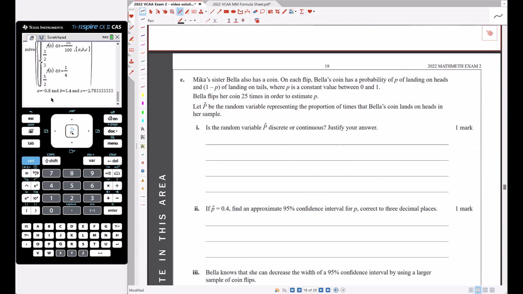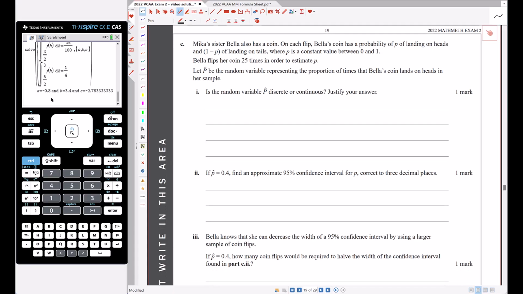Okay, so the next part, Micah's sister Bella also has a coin. On each flip, Bella's coin has a probability of p of landing on heads and 1 minus p of landing on tails, where p is a constant value between 0 and 1. Bella flips her coin 25 times in order to estimate p. Let p hat be the random variable representing the proportion of times that Bella's coin lands on heads in her sample. Is the random variable p hat discrete or continuous?